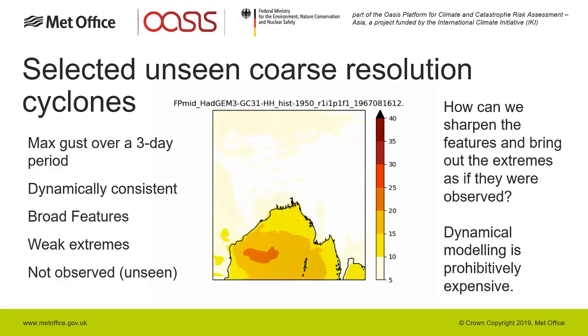These are dynamically consistent. They give us the broad features, the large scales, but they show only weak extremes. They are not observed. They have no observed equivalent. They're unseen storms. So what can we do now to sharpen the features and bring out the extremes as if they were observed? Remember that dynamical downscaling, dynamical modeling, is prohibitively expensive.